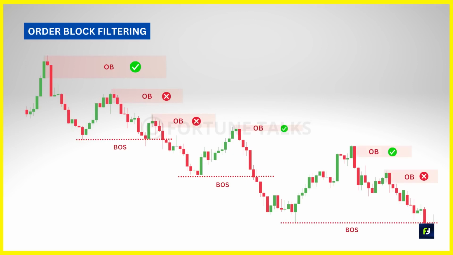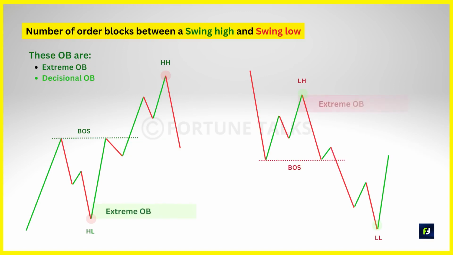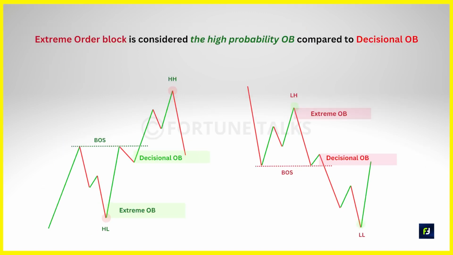But to filter the best order blocks, you need to consider more factors. Earlier in this video, I have mentioned that there can be a minimum of one order block and a maximum of two order blocks between a swing high and a swing low. These are number one, the extreme order block, and the second one is the decisional POI or the decisional order block. Both order block and POI, or price of interest, are used in a similar sense. Now both these types of order blocks work in the market if properly identified and marked. The extreme order block is considered the high probability OB because it is the last resort for price to make a reversal as there is enough liquidity and imbalance available.